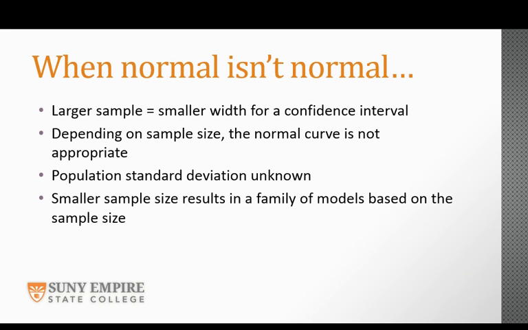Smaller sample sizes result in a family of curves that are similar to the normal curve in that they are bell-shaped and symmetric. However, the graphs for t-distributions have longer tails to account for the additional uncertainty inherent in the smaller sample sizes. But what exactly does this t-distribution look like?